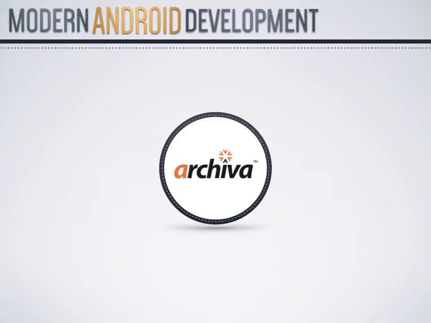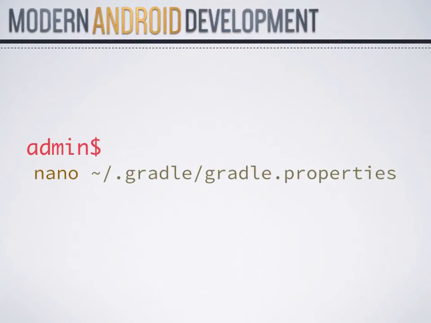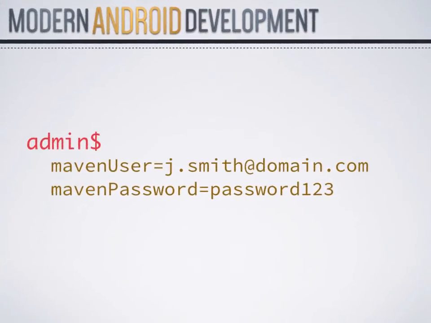So first off is Archiva, which again is your way of hosting a private Maven repository for your company. The first thing you're going to want to do here is edit this file called Gradle.properties. And what you're going to want to stick in there is your credentials for Archiva. The keys, Maven user and Maven password, could be whatever you want. They're just key value pairs.